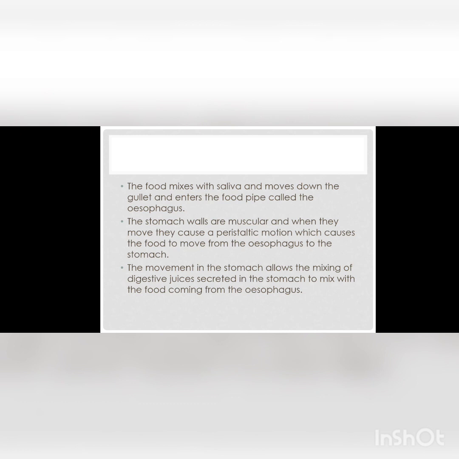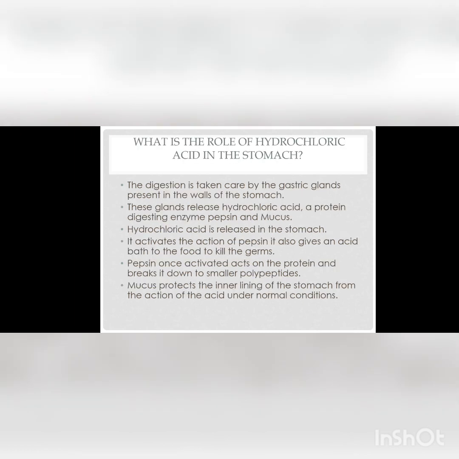The walls of the esophagus are muscular and they move by peristalsis. This causes the food to move from the esophagus to the stomach. The movement in the stomach allows the digestive juices secreted in the stomach to mix with the food that is coming from the esophagus.